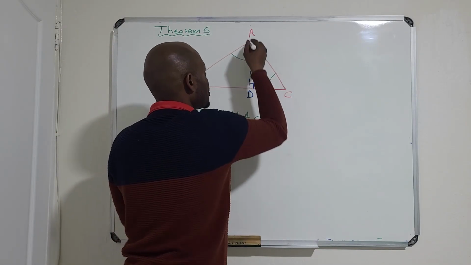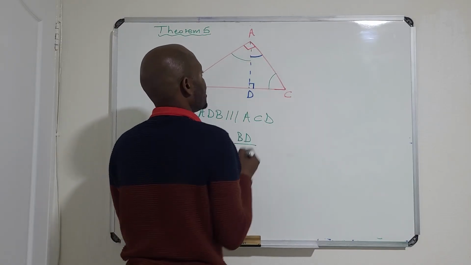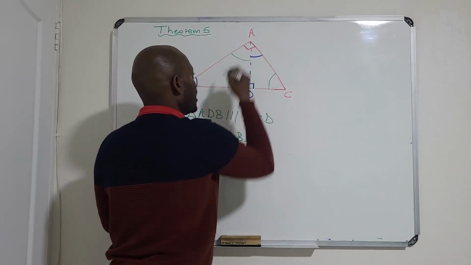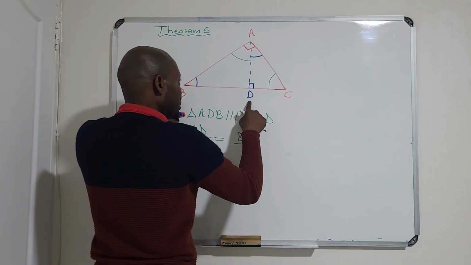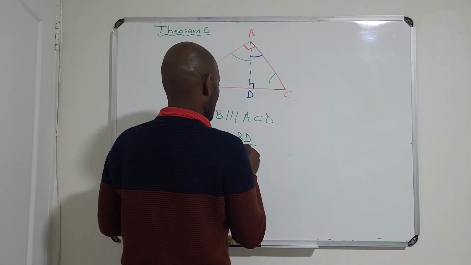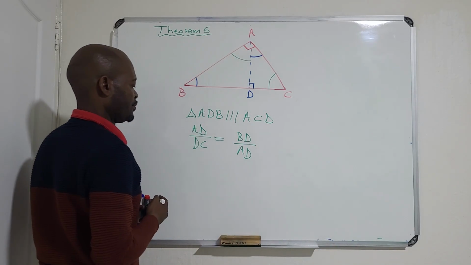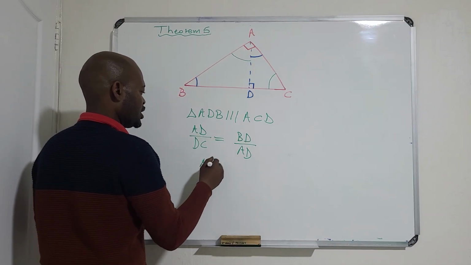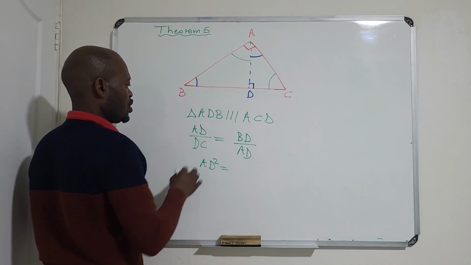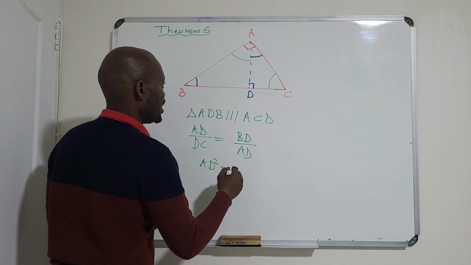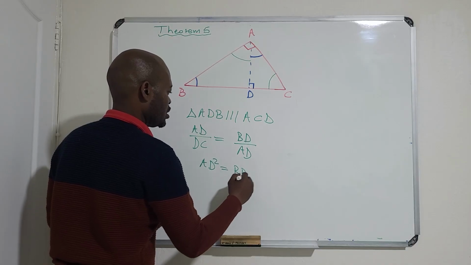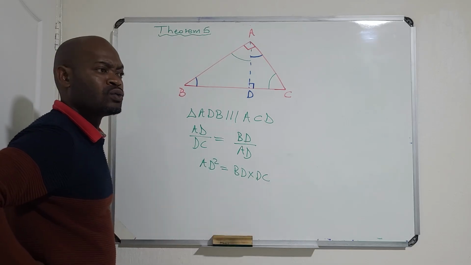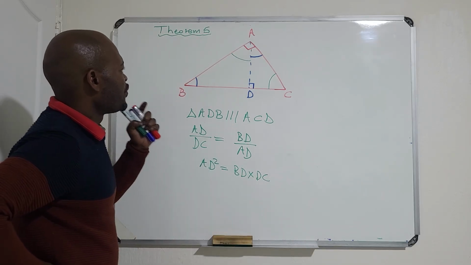So this angle is opposite this side in this triangle. This angle is opposite this side in this triangle. Therefore, that is why I'm going to say BD over AD, over AD. Therefore, you can see that this times this is AD squared, which is equal to this times this, which is BD times DC.